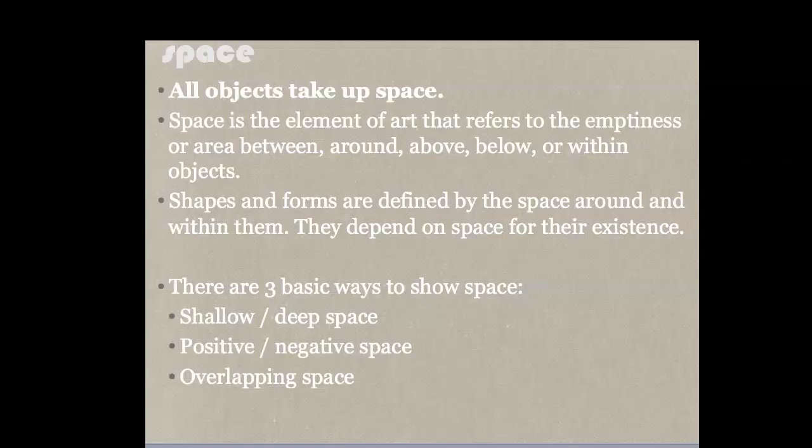So when we're making artworks and we're using shapes and forms in our art, those are defined by the space around them. As well, the space that we want to create is defined by the objects we use, if you can follow that. They work together. The objects we are placing as well as the space that we are using, they work together in that. So there's three basic ways that we use to show space. There's a little bit more to it than this, but we're going to focus on just these three for the moment.